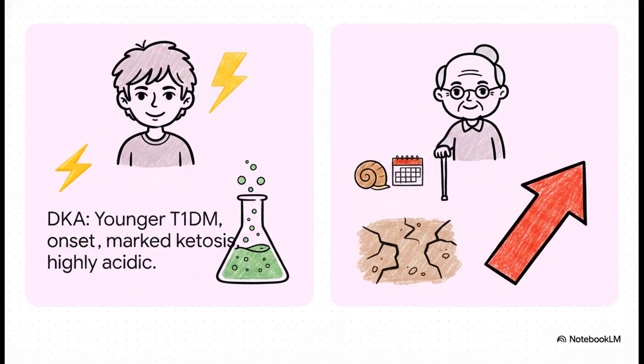HHS typically strikes elderly type 2 diabetics, leading to these massive glucose spikes. We're talking sometimes over 1,000 milligrams per deciliter. It causes profound dehydration and coma, but notably, it skips the severe ketosis or acidosis you see in DKA.